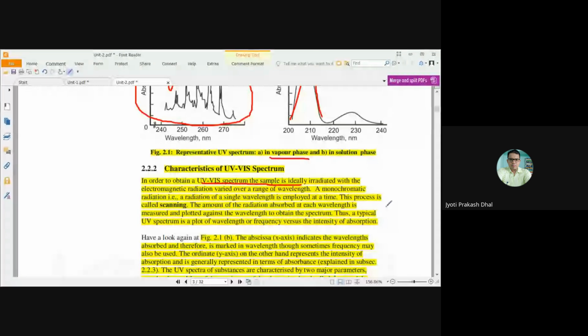Okay, so now I will resume the discussion. So here the discussion is the characteristics of the UV visible spectrum.